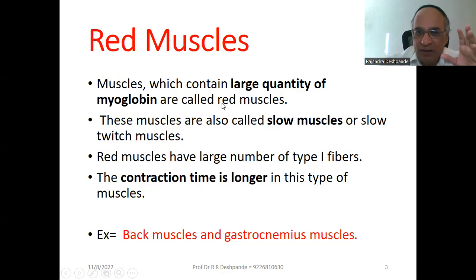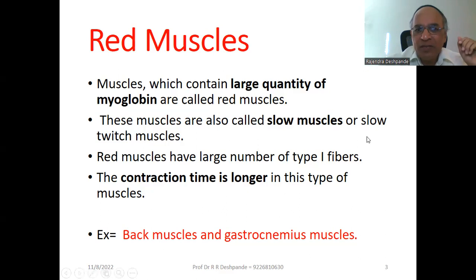These muscles are also given the name slow muscles. Also, they are called slow twitch muscles. So the 3 synonyms are there. Red muscle is one name, slow muscle is another name, and slow twitch muscle is another name. So you may be asked, for example, in an SAQ, write about slow muscles, write about slow twitch muscles, or you can be asked, write about the red muscle. Any type of question can be asked.